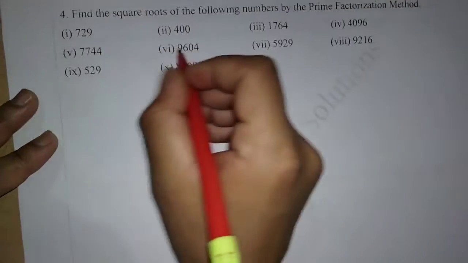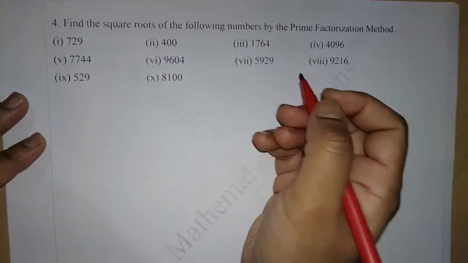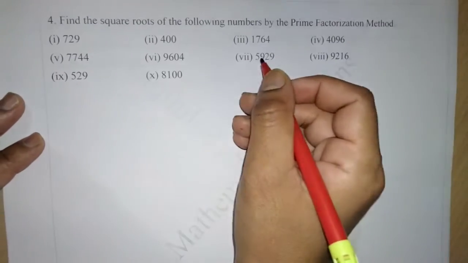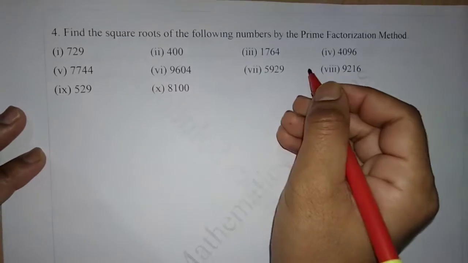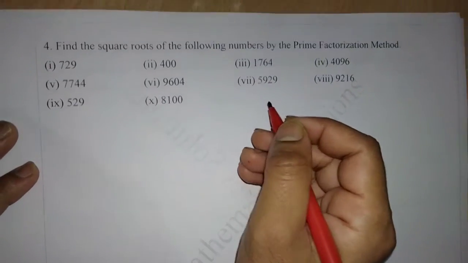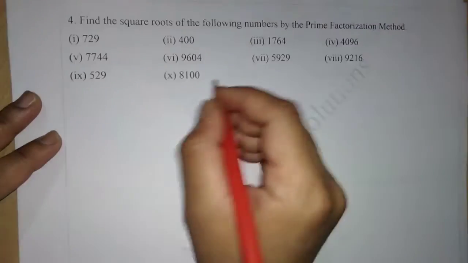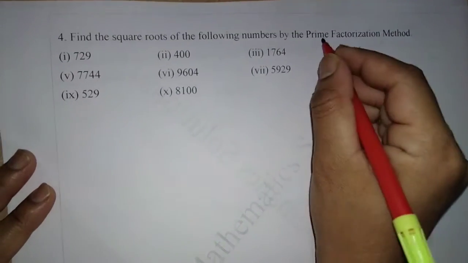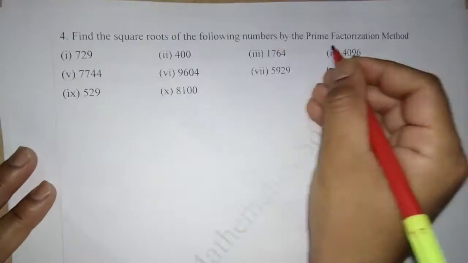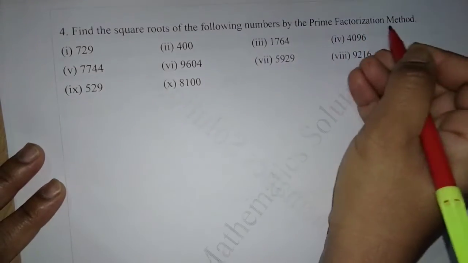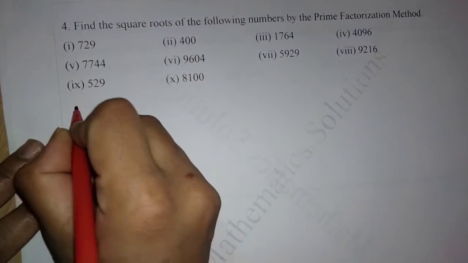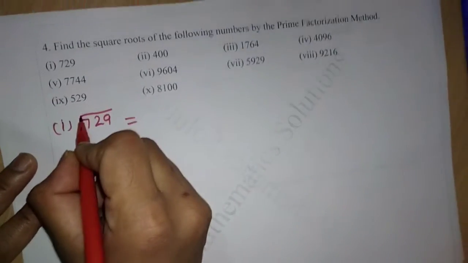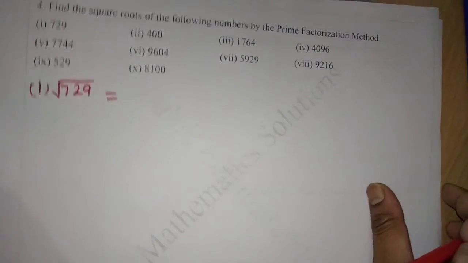Here there are 10 parts. I will only do 1 or 2 parts out of these, and will give you the remaining parts as homework, so that you can practice and get to know how to find the square root by the prime factorization method. So the first part is 729. We have to find the square root of 729.